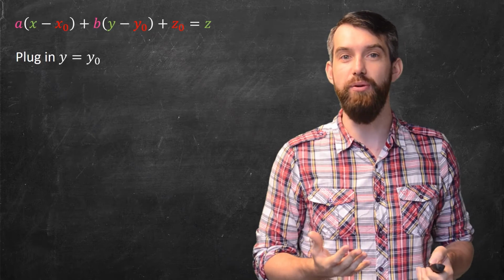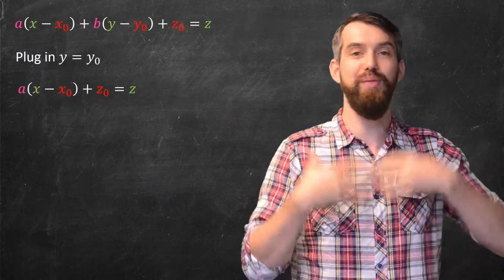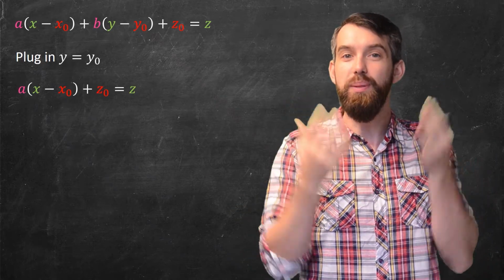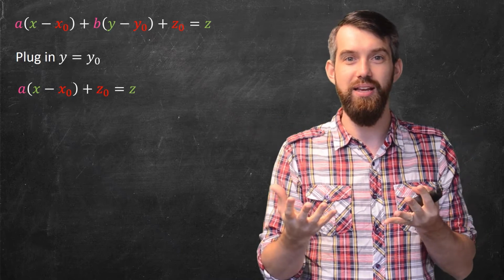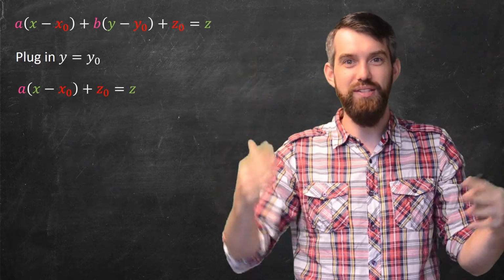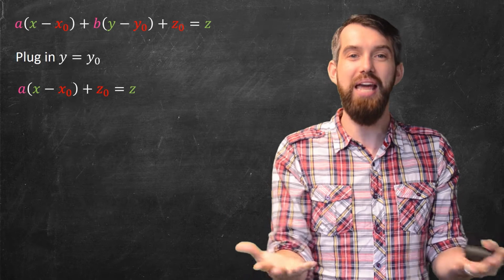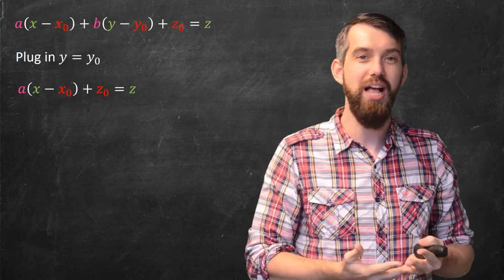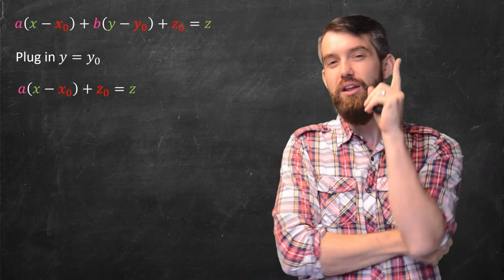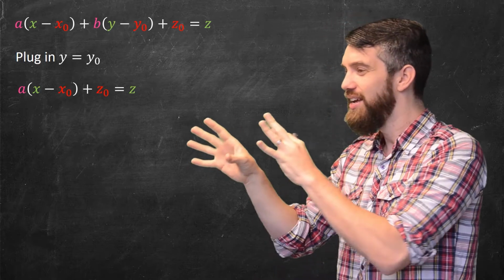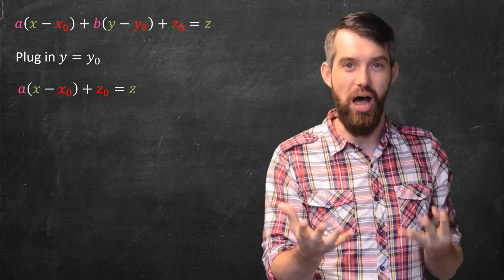So I plug the number in, and the second term goes away, and I'm just left with a times x minus x0 plus z0 equal to z. This is like me taking my surface and restricting to the plane where y is equal to y0. That's going to cut through my surface, and notice what this equation is. That is the equation of a line.